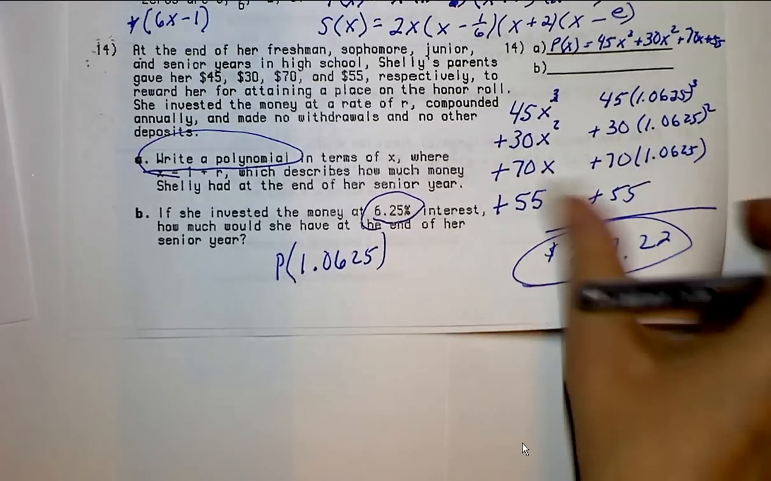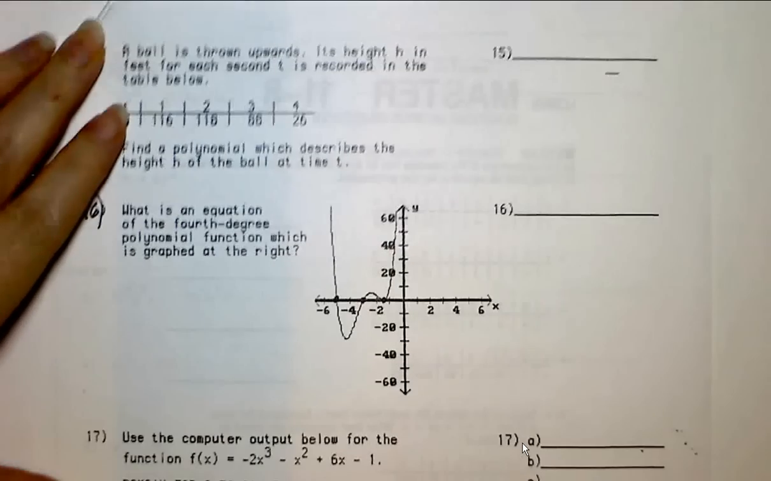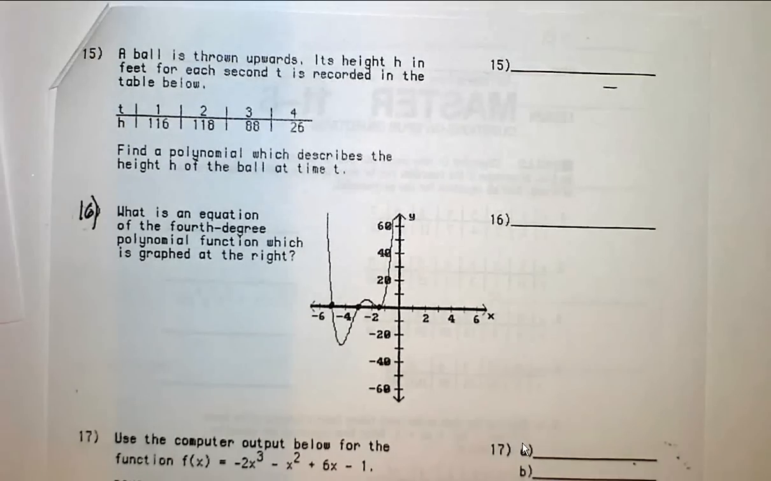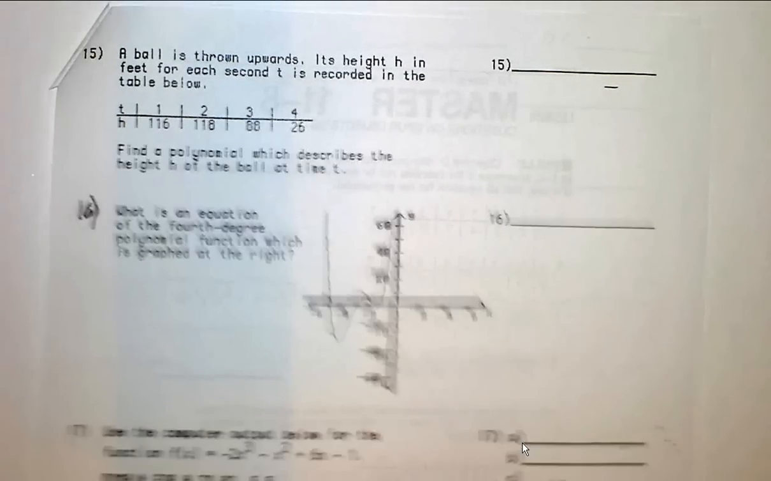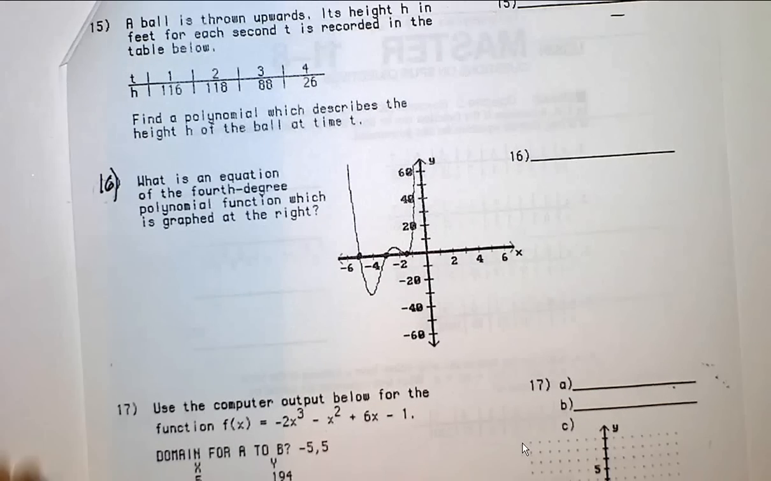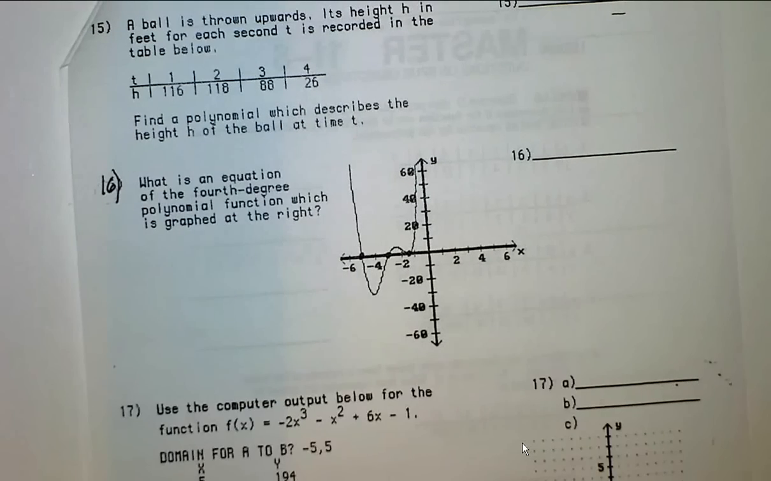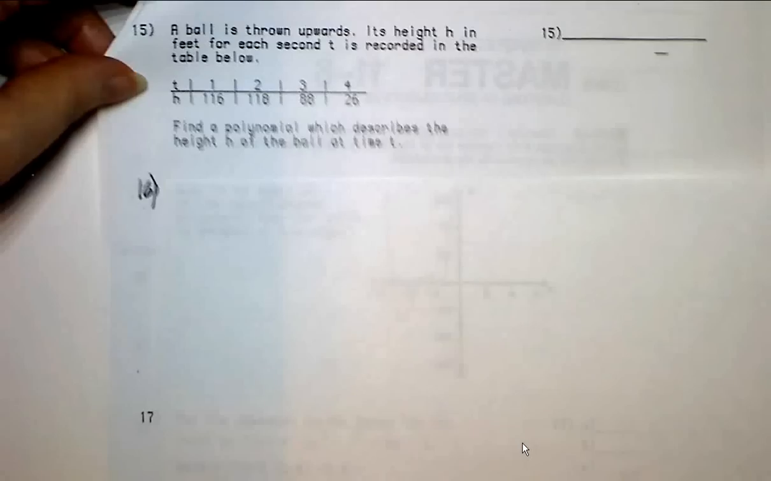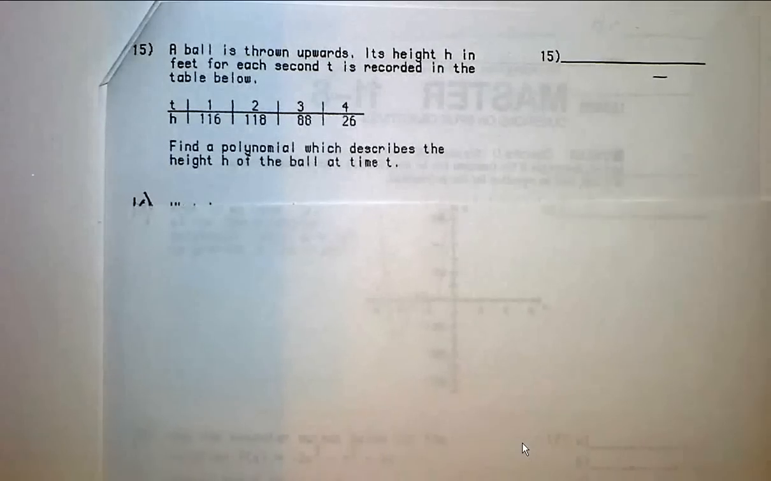Alright, getting down, almost done. Number 15, I'm actually going to try to get another piece of paper here. Number 15 says a ball is thrown upward with a height recorded for each second. So now it says to find a polynomial that describes this situation, the height of the ball after t times.